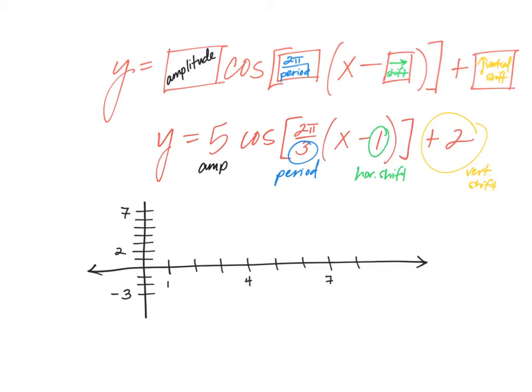Now I'm going to sketch the graph using these key pieces of information that I've identified from the function. Now when I sketch a graph, the first thing I always do is determine the midline. The midline is going to be the vertical shift. So notice that since I have a vertical shift of plus 2, I'm going to draw in a dotted line at 2, meaning that that's going to be the middle of the function. We'll go both above and below that line.